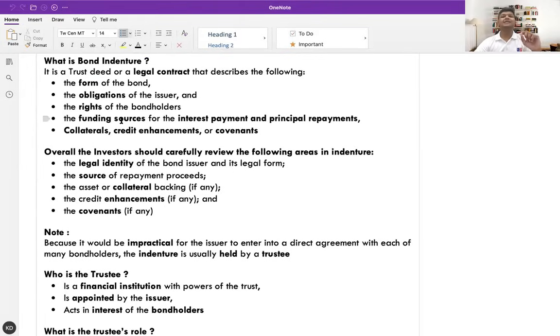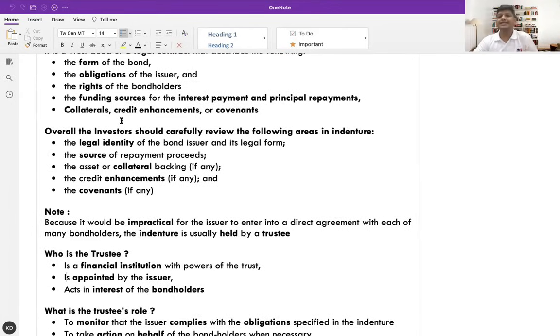Now, as an investor, you have to carefully read this indenture, because this will give you the rights. So what is the thing that you need to carefully see? What is the legal identity of the issuer? As I said, where is the issuer going to arrange the funds from to repay you back? That is the source. The collateral, the quality of the collateral, then the credit enhancement. We'll see in a while what is credit enhancement. It's like a credit guarantee, right? And comes the covenants. What is covenants? Covenants are the clauses and conditions in the bond.